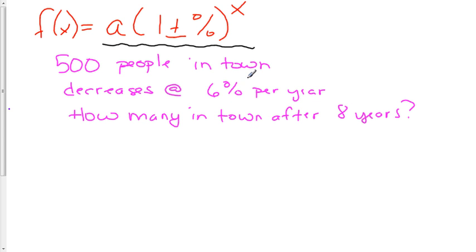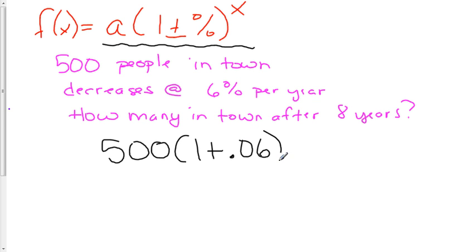If this would have said something like 500 people in town decreasing at 6% per month, how many in town after 8 months? Still be the same problem. So we would start with 500, and then 1 plus 0.06 to the 8th power, if it were an increasing function.